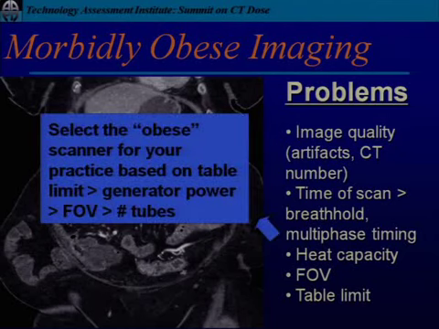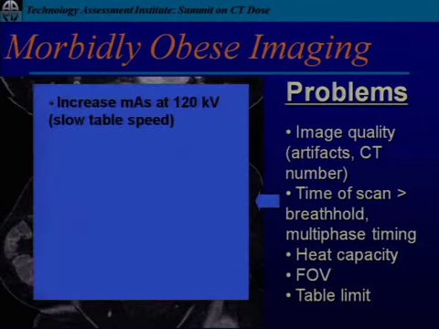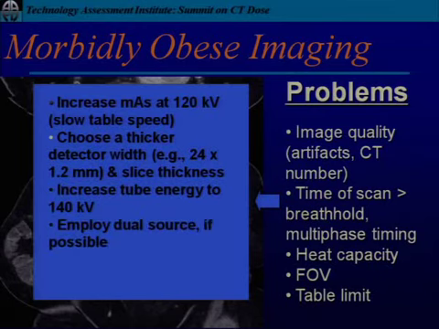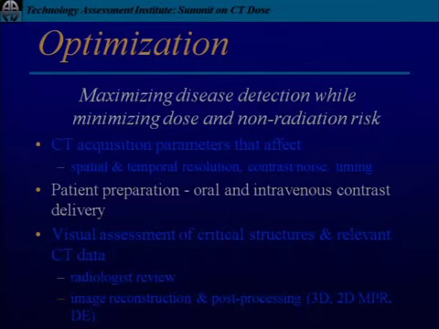I find it very practical wherever I'm working in the clinic to think about where are my obese-friendly scanners that I can shuttle a patient to, okay? And those are the types of things I would consider. You've heard about some of the things you're going to do to slow your table speed so you can increase your tube current, choose a thicker detector width, increase your tube energy, employ dual source, or slow your rotation time.